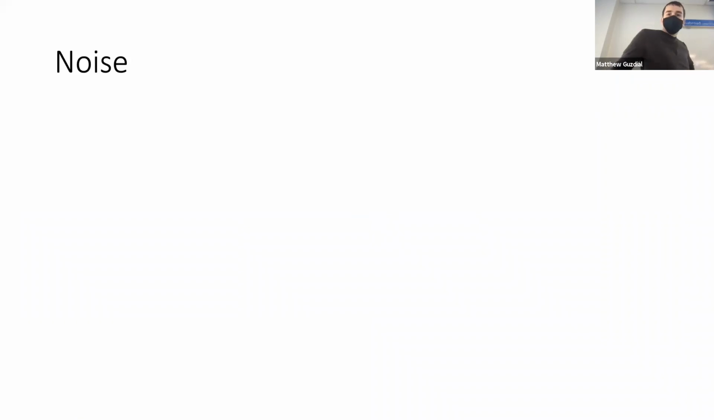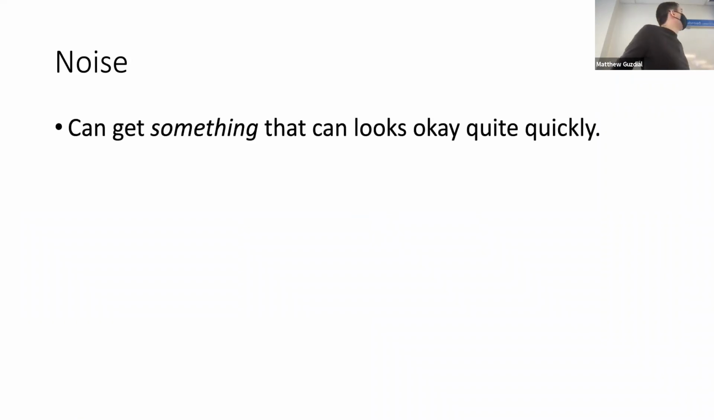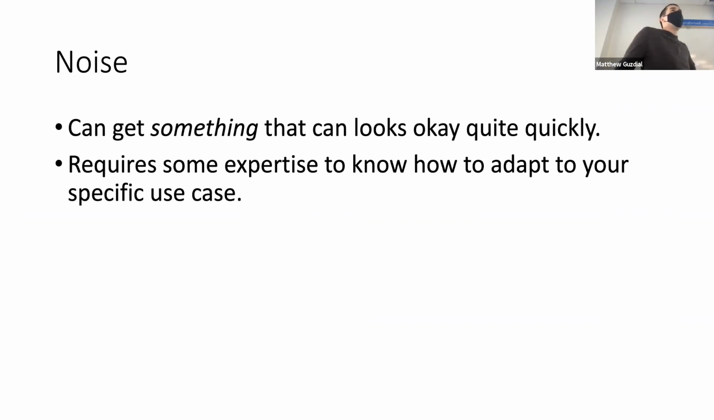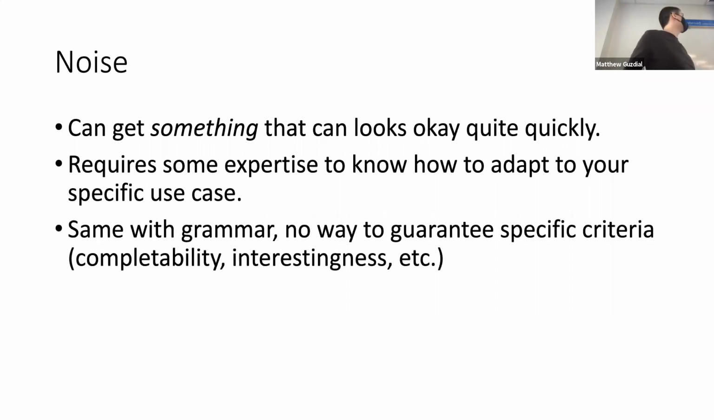So noise. It can get something, as I mentioned, that looks okay quite quickly. It does require some expertise. So obviously I was cheating. I'd done this before and I had a value that I knew looked pretty good. And so I was heading towards there originally. But my first round of doing this was also pretty similar in terms of when I was first implementing this. But it does take some expertise to actually understand what's happening here and adapt it to your specific use case.